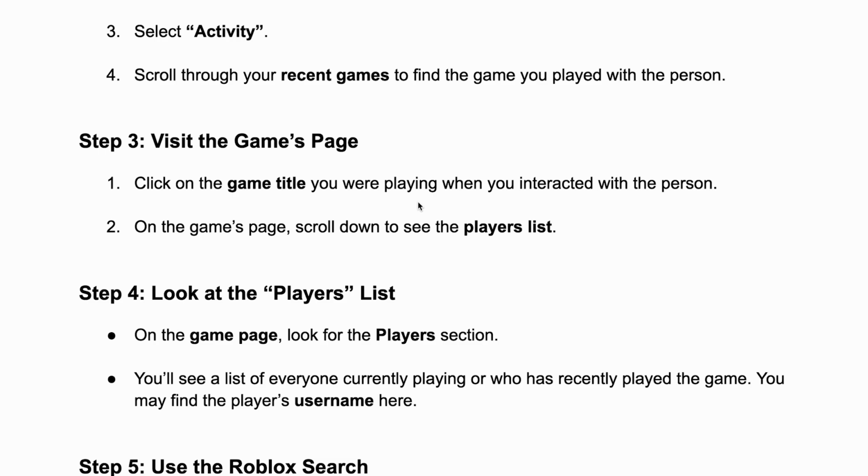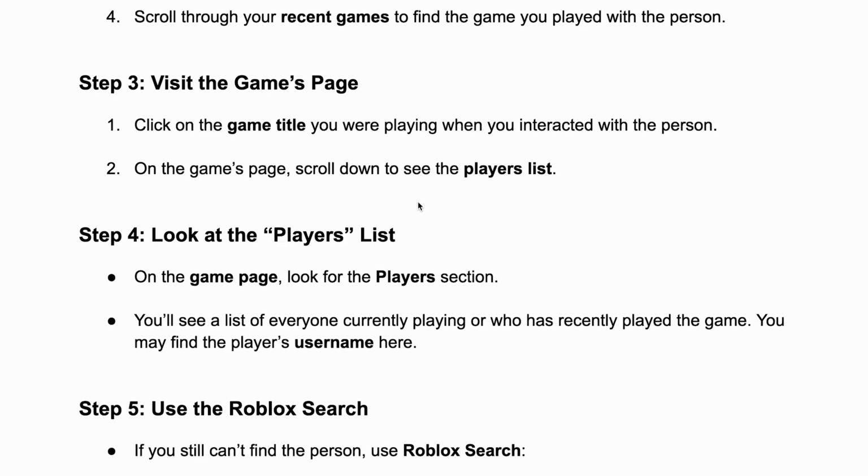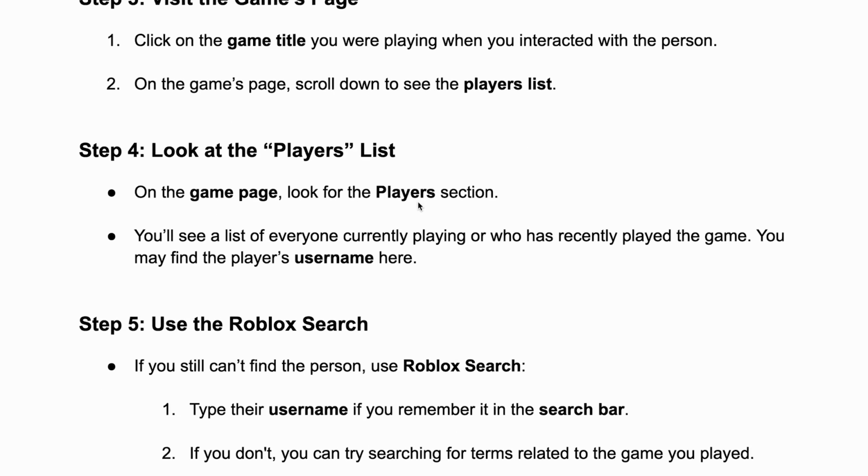On the game's page, go down to see the players list. Look at the players list on the game page, look for the players section. You'll see a list of everyone currently playing or who has recently played the game. You may find the player's username here.